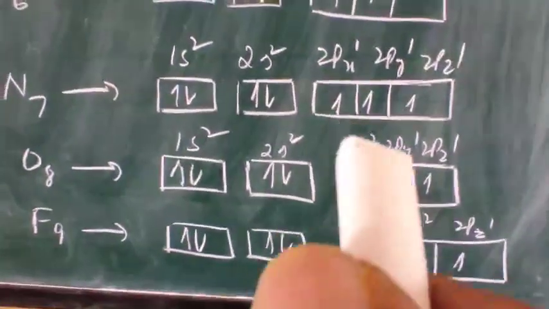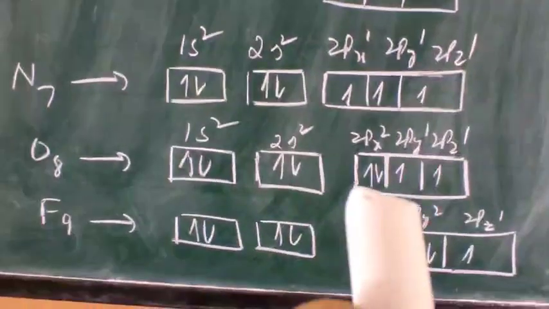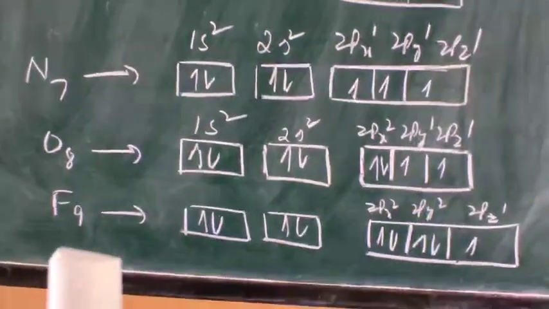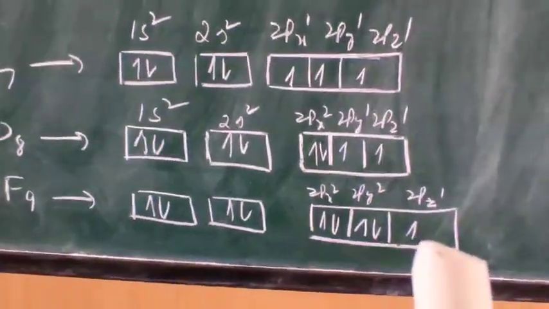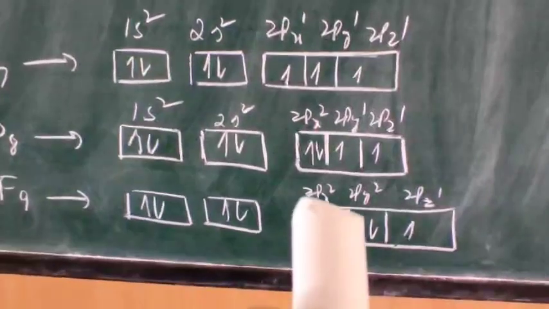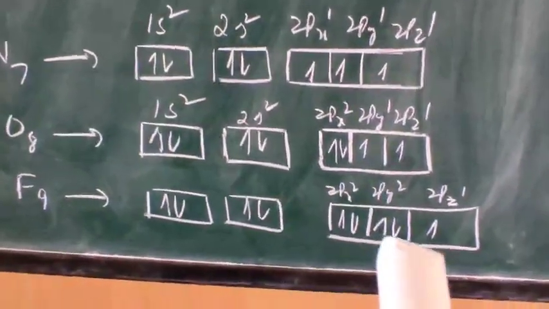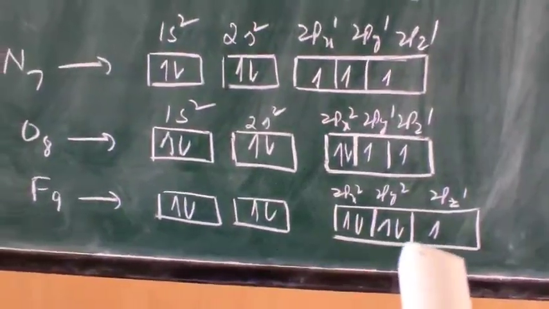So here, after filling the three electrons with the same spin, in oxygen pairing of electrons takes place, this is 2px2. If we consider fluorine: 1s2, 2s2, 2px2, 2py2, 2pz1. So after 2px2 in oxygen, in fluorine 2py2 takes place. So pairing with the opposite spin takes place.